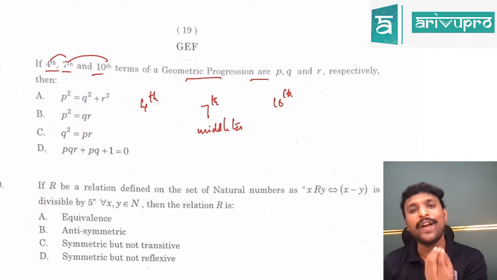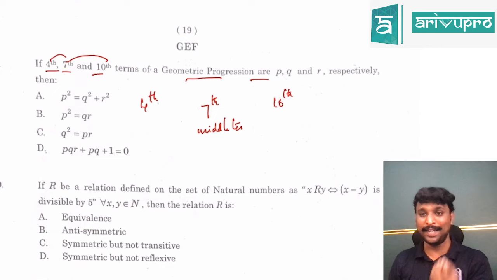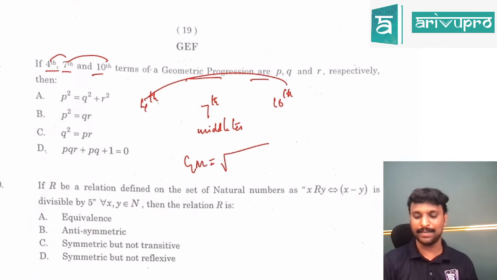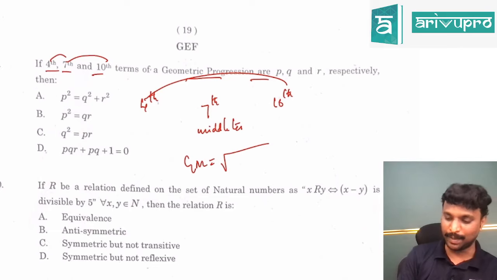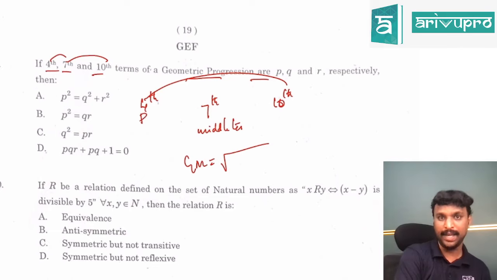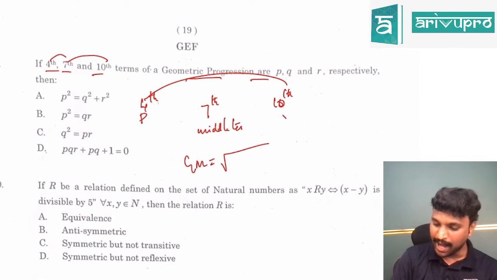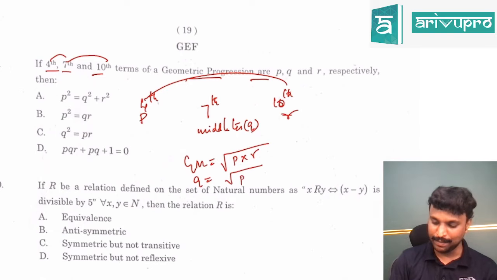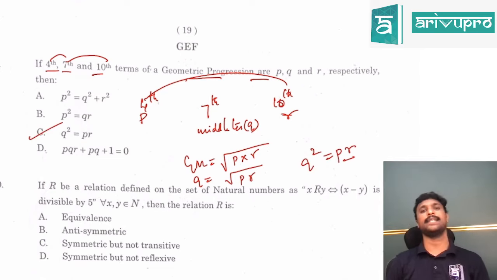Guys, how do you find the middle term? In a GP, the middle term is the geometric mean. How do you find the geometric mean? It's the root of the extreme terms, that means the 4th and 10th terms. The 4th term is P, the 10th term is R, and the 7th term is Q. So the middle term is the geometric mean, Q equals root of P into R. If you take the square on both sides, Q squared is equal to P into R. That means option C is the right answer.